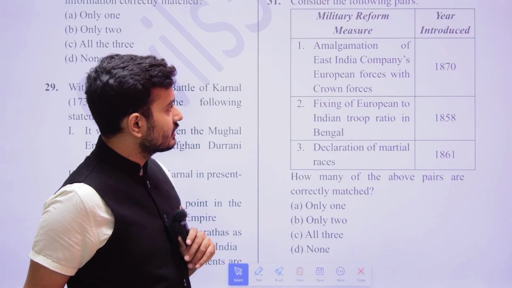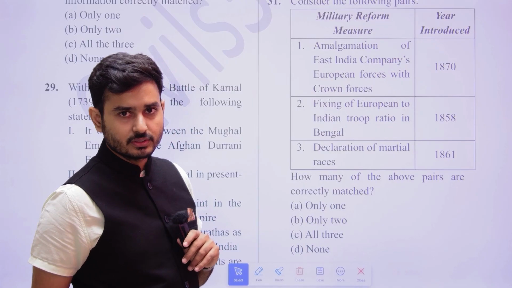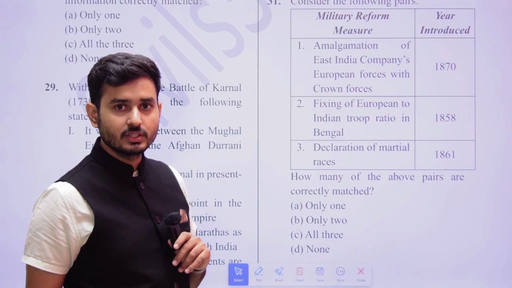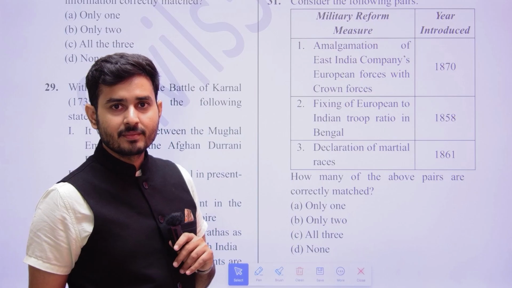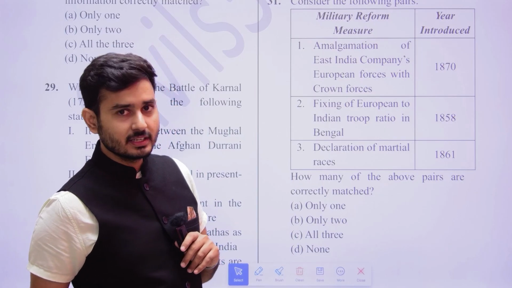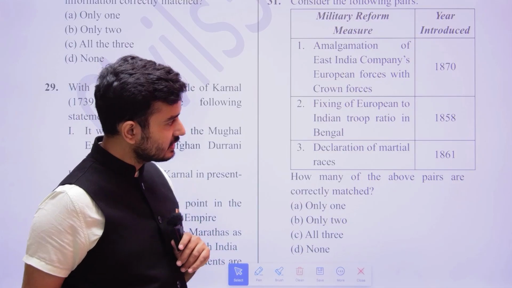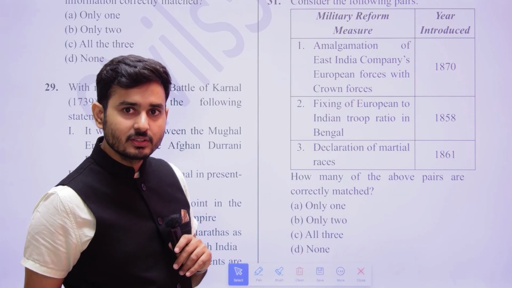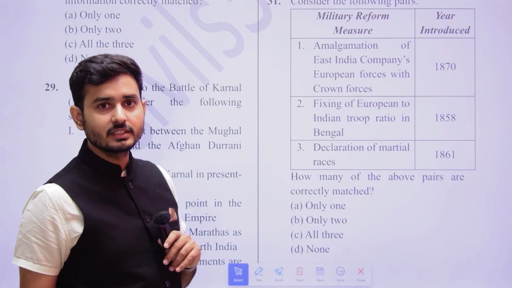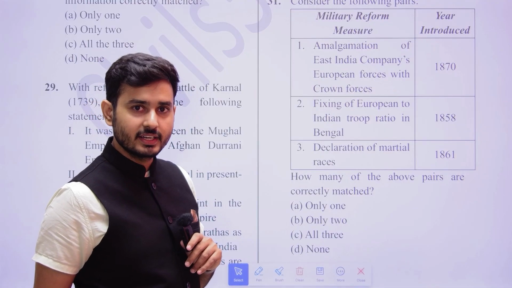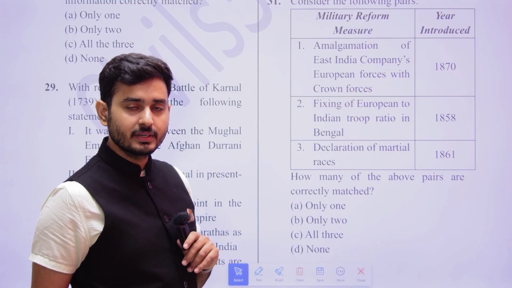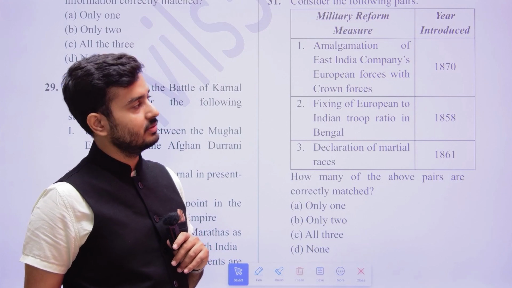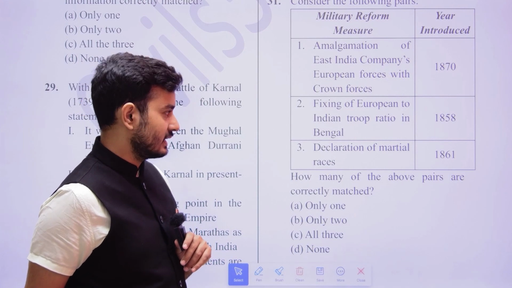Then, amalgamation of East India Company's European forces with Crown forces. The Government of India Act came in 1858, right? That told that now Crown rule is going to be there and it abolished the company rule. So after 1858, would that amalgamation have happened by 1870? Obviously not. It would have happened just within two to three years, right? So the first statement is incorrect, because the company rule got abolished in 1858, and the amalgamation of company soldiers with the Crown soldiers would not happen in 1870. Is that logical? No. So first is incorrect, second is correct.